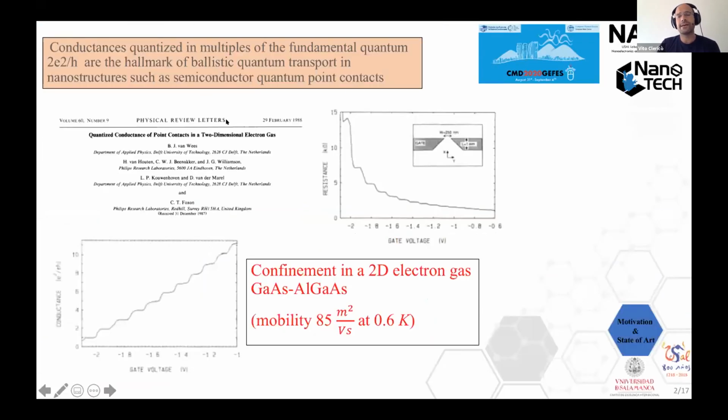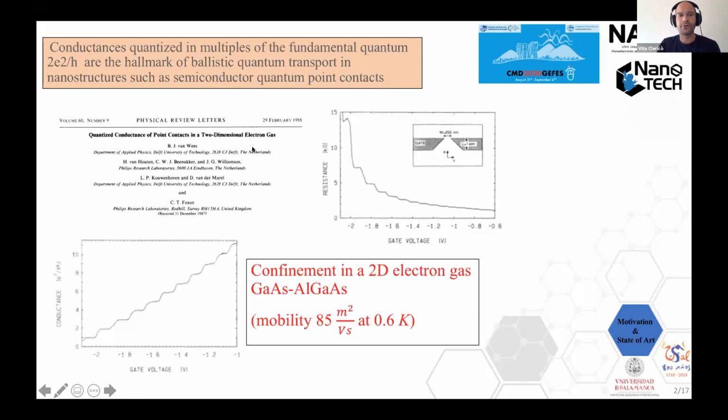Okay, the quantization of the conductance in materials, in particular in standard heterostructures, is something very well known. One of the first works, since a lot of years ago, is this work of Van Wees, in which he observed quantized conductance in a heterostructure of gallium arsenide and aluminum gallium arsenide, in which he confined the electrons thanks to the two-dimensional gas and the external gates. The system is particularly characterized by very high mobility at very low temperature.